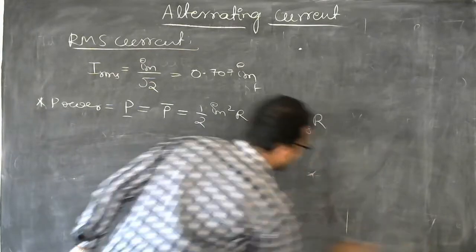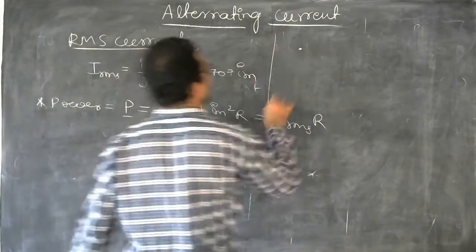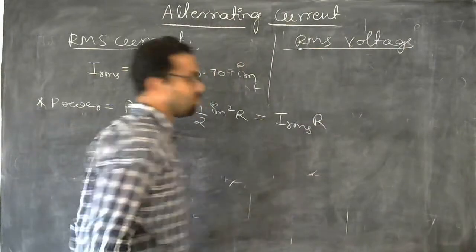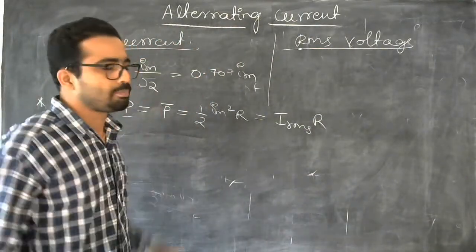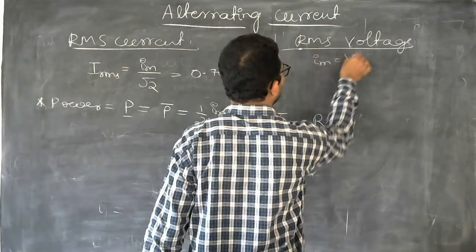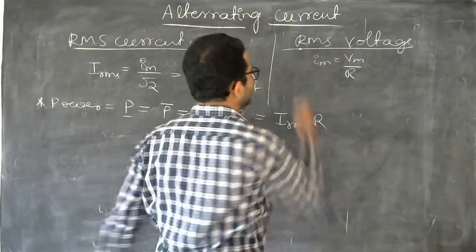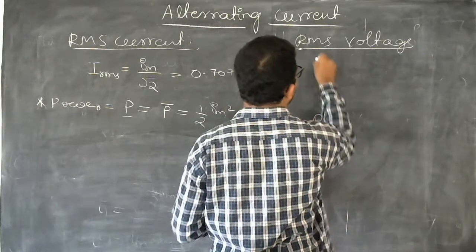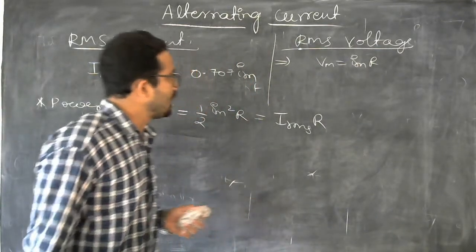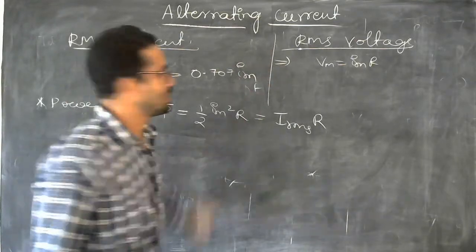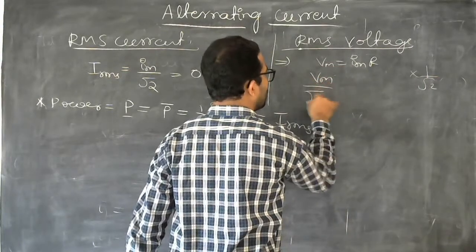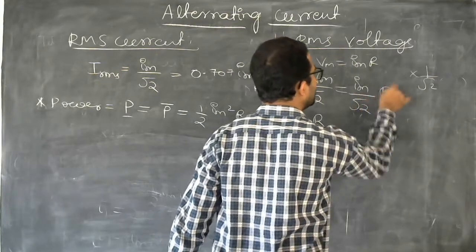In a similar way, we can also write the RMS voltage. How to write RMS voltage? While proving the equation for the pure resistive circuit, we wrote Im is equal to Vm by R. Let me write it like this: Vm equal to Im into R. Let us multiply 1 by square root of 2 on both sides. So Vm by square root of 2 is equal to Im by square root of 2 into R.